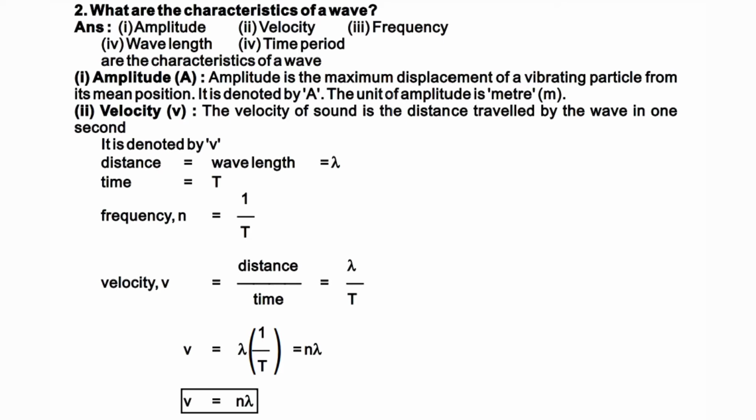Velocity, V. The velocity of sound is the distance travelled by the wave in 1 second. It is denoted by V. Distance is equal to wavelength, lambda. Time is equal to T. Frequency n is equal to 1 by T. Velocity V is equal to distance by time, which is equal to lambda by T. Therefore, V is equal to lambda into 1 by T, which is equal to n lambda. Therefore, V is equal to n lambda.